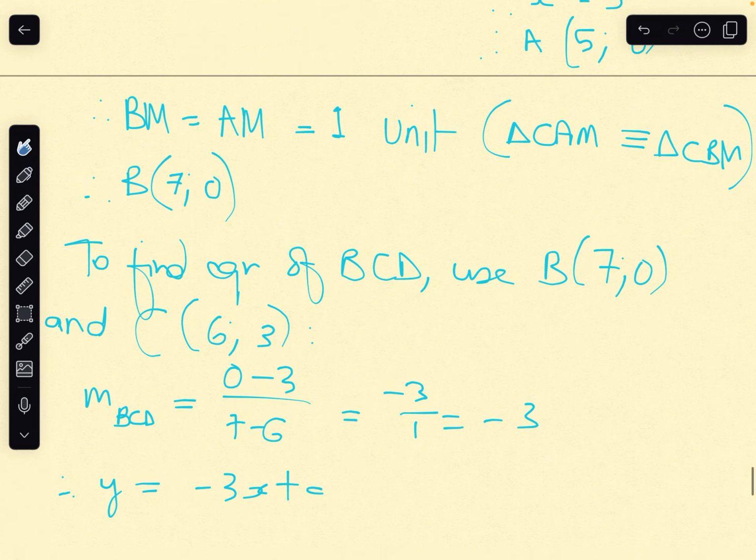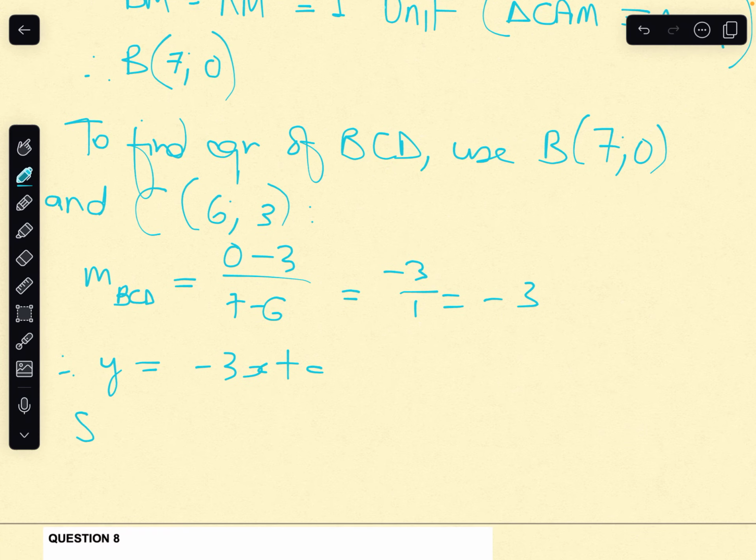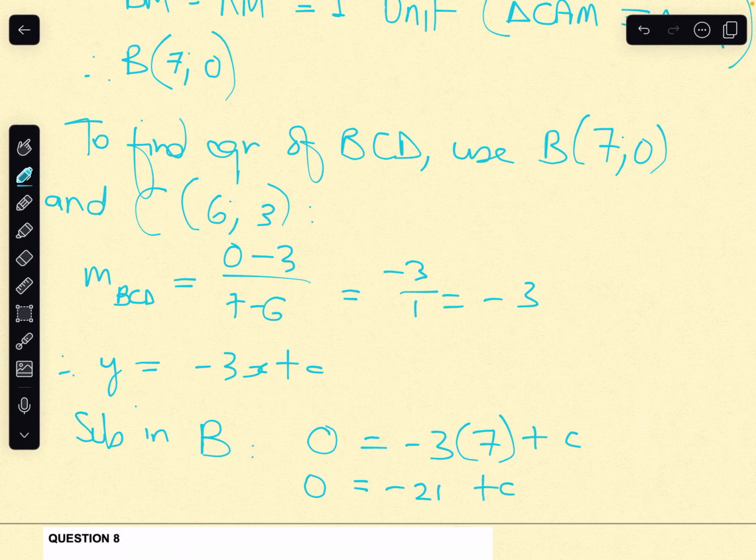Okay, and then we can sub in either point. So let's sub in the very easy one. Sub in B. So 0 is equal to minus 3 times 7 plus c. Okay, so 0 is equal to minus 21 plus c, which implies that c is equal to 21.